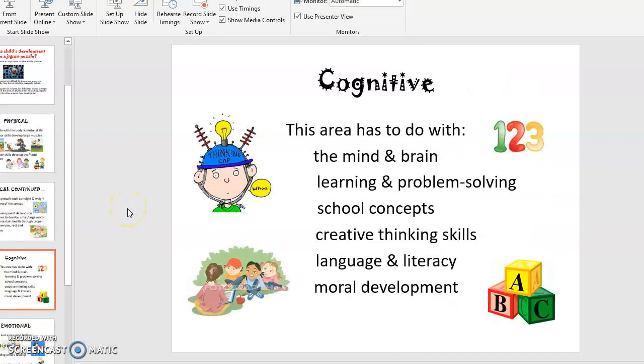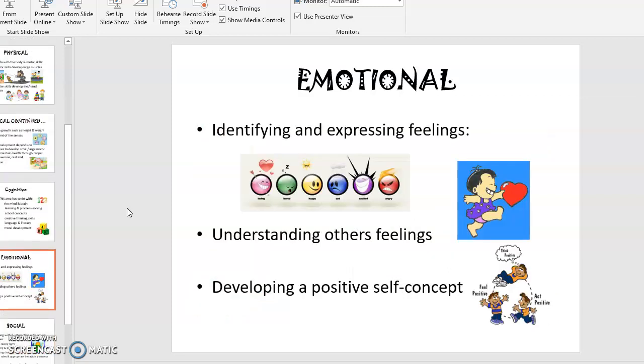The next is cognitive, and cognitive has to do with the mind and the brain. So learning and problem solving, school concepts, creative thinking skills, language and literacy, and even moral development fall under the area of cognitive development.